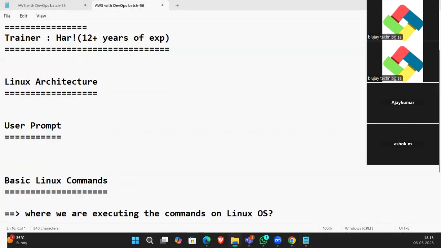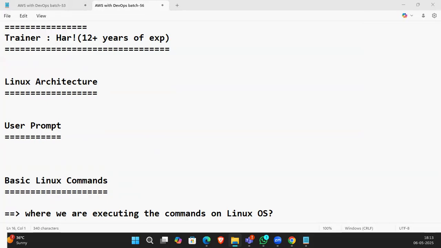Guys, tell me, what is Linux architecture? Does anyone know? So what is the Windows architecture, Ajay? Not sure, Hari. So please explain. No, no worries. I'm just asking if you know or you don't. I will tell you.